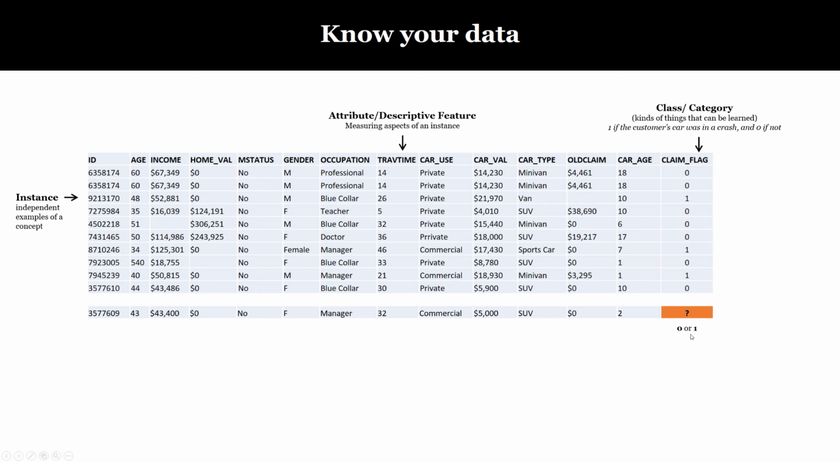This is actually taking us to a very important concept in machine learning. We call it supervised learning and unsupervised learning. And this is a case of supervised learning. Why? Because we have a class or a label.